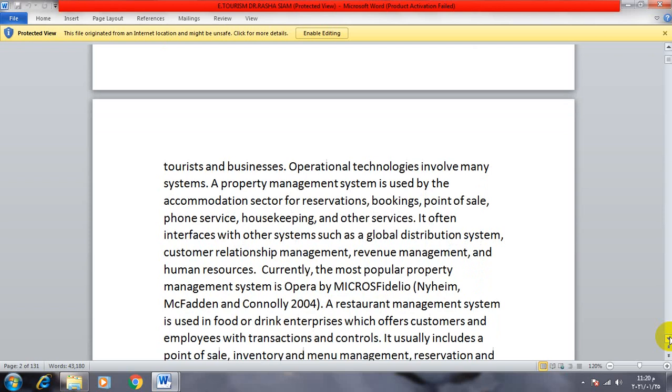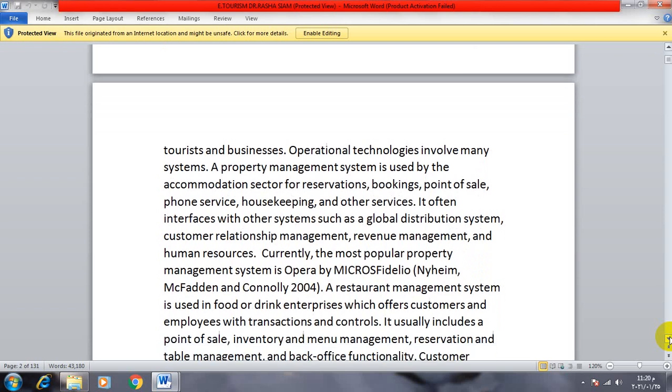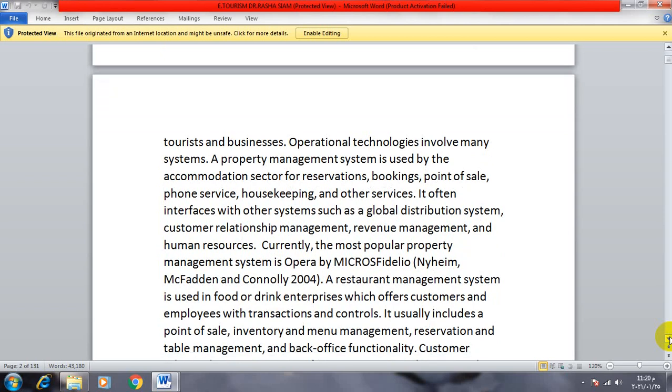A restaurant management system is used in food ordering enterprises, which offers customers and employees with transaction and controls. It usually includes a point of sale, inventory and menu management, reservation and table management, and back office functionality.